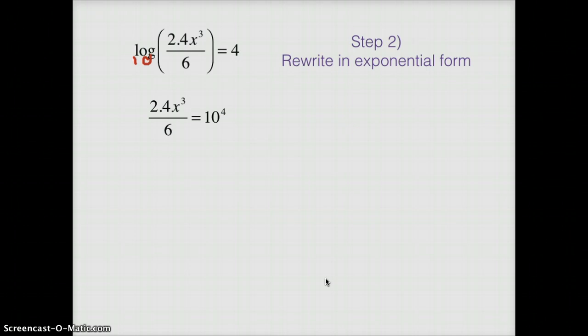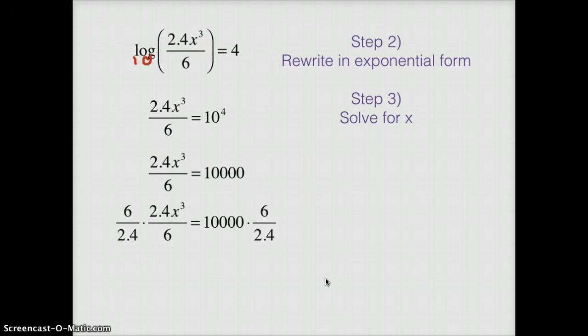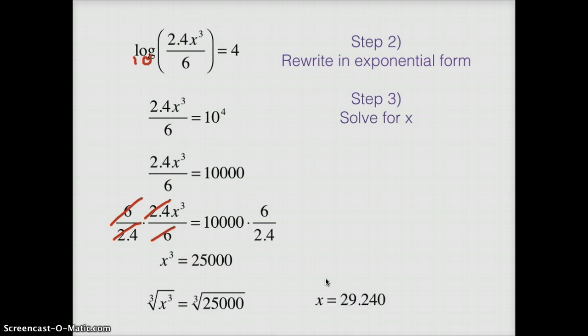And now all you have to do is solve for x. 10 to the 4th is 10,000. Multiply both sides by 6 over 2.4. X to the 3rd equals 25,000. And then to get rid of x to the 3rd, we're going to take the cube root of both sides. Final answer equals 29.24.